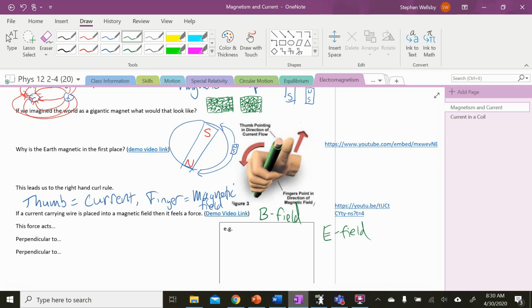That's adorable. Okay. So a current is able to create a magnetic field, and now we're going to see what the effect is of a magnetic field on the current.